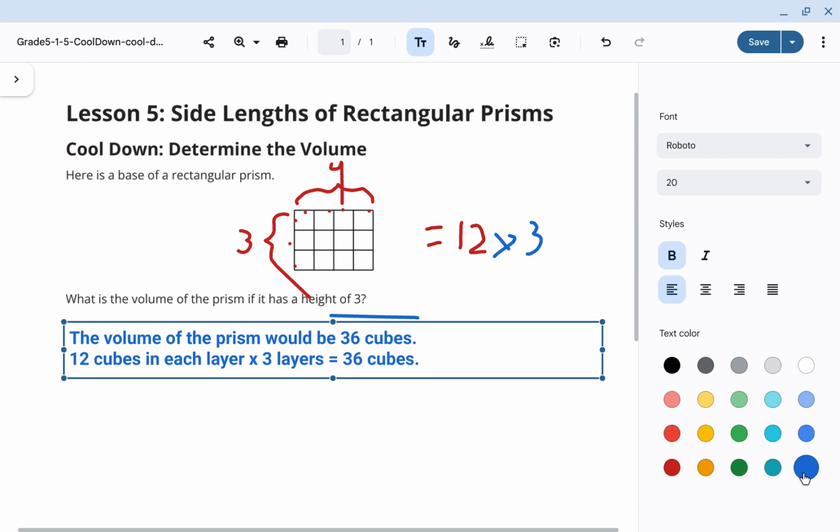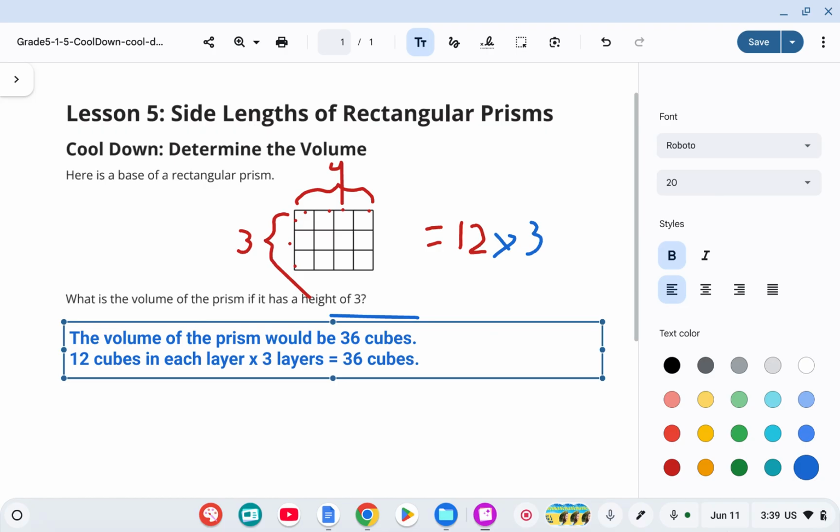Now we know that because there are 12 cubes in each layer. We saw that from the array above. Then in this question, really in the question stem, we were given that additional information that there's going to be 3 layers. So we're going to do 12 times 3, and that's going to equal the 36 cubes. That really is the volume of the prism. That finishes out our lesson 5 cool down.